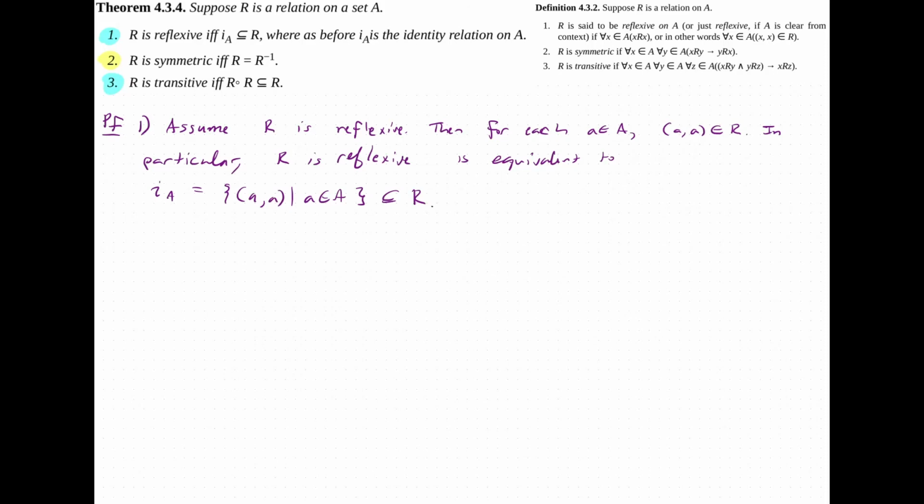Okay, so let us go ahead and do 3. So for 3, let us go ahead and first assume that R is transitive.